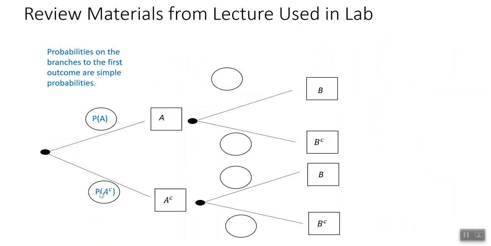Now, on each of the branches you can list the probabilities. The probabilities on the branches to the first outcome are simple probabilities. The likelihood of the first event A occurring, or the event not A occurring. Remember that the complement, the event of not A occurring, is simply 1 minus the probability that it did occur. So if you know the probability of A, you can find the probability of its complement by subtracting that from 1.